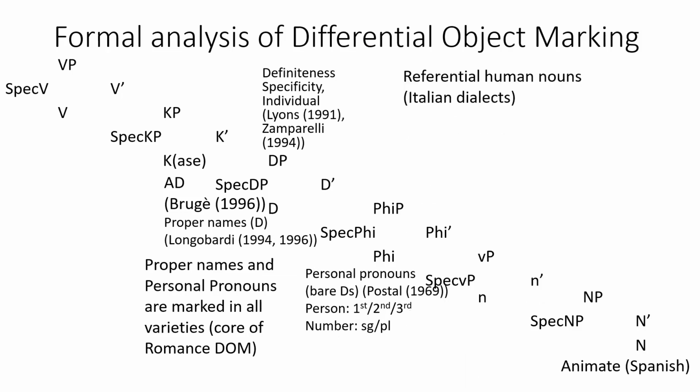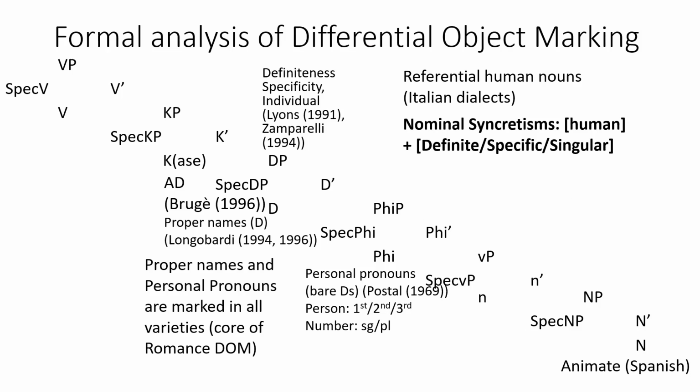And here, Italian dialects come in, because we've seen that in Italian dialects, a/ad is only used to mark object pronouns if the human object noun is also referential, in the sense of being definite, specific, and singular. So Italian dialects seem to display nominal syncretisms. It's not just animacy; it's human and referentiality, like definiteness, specificity, and singularity. So again, in these two trees, we can see that there seem to be verbal and nominal syncretisms, where a mixture of features trigger DOM rather than just one feature.